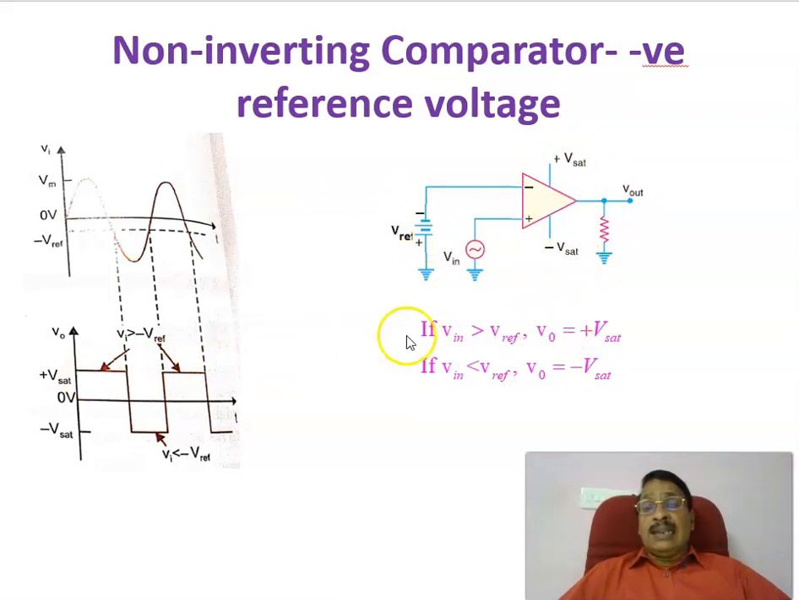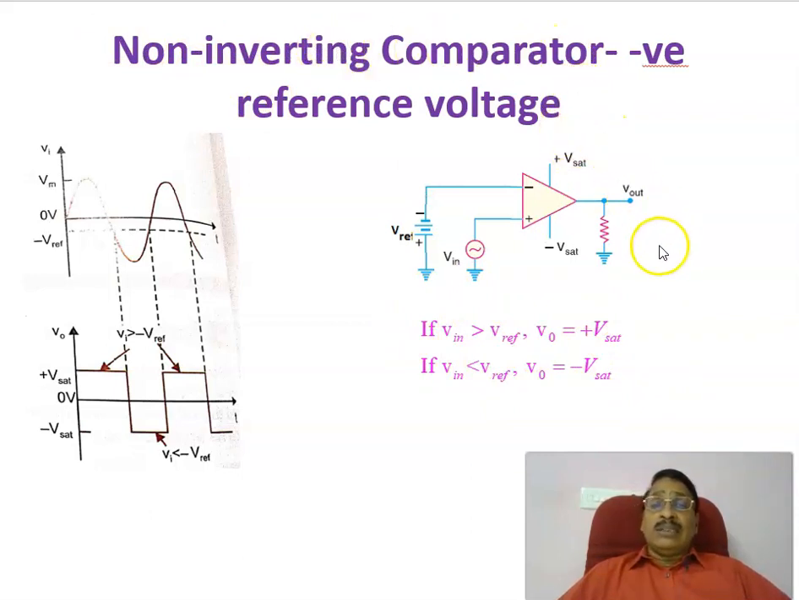That is decided by the magnitude of input voltage and the magnitude of the reference voltage. And the rule behind is this much only. If input voltage is more than the reference voltage, output voltage equal to plus V sat. And if input voltage is less than reference voltage, output voltage equal to minus V sat. This is the rule for a non-inverting comparator.